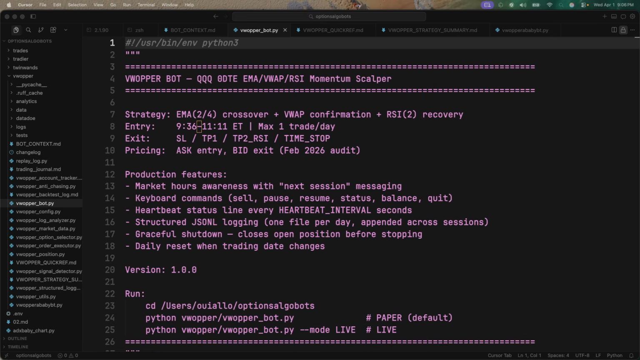I'm super excited about what I have planned for y'all today. We're going to be going over our VWopper bot. This is our bot that trades QQQ, which is the top 100 tech companies within the NASDAQ. It trades 0 DTE options. These are option contracts that expire the same day. And the way this bot finds the momentum in order to trade the option is an EMA crossover, and the EMA is the exponential moving average. It also uses VWAP, hence the name VWopper. In addition to that, it uses RSI in order to make sure we're not overbought or oversold.